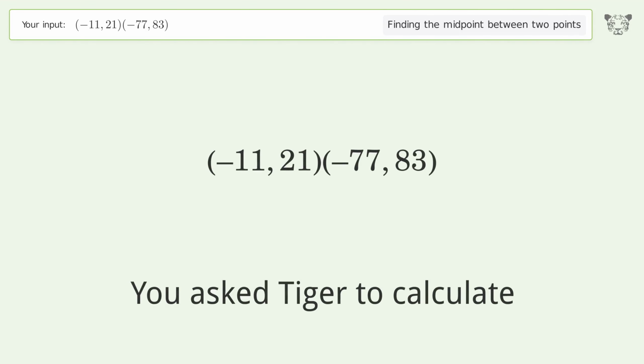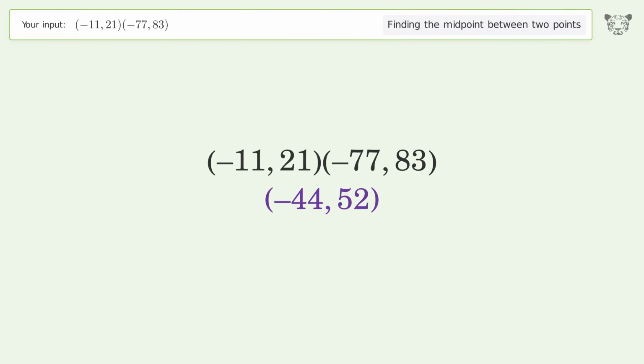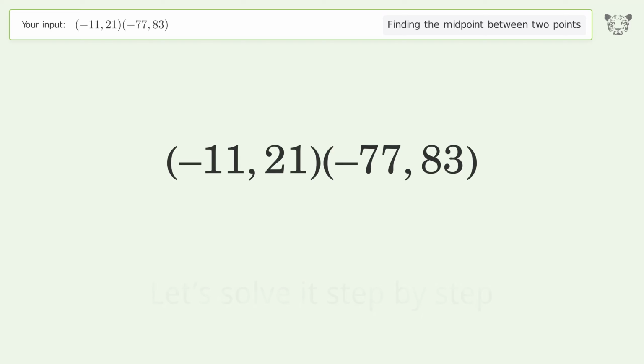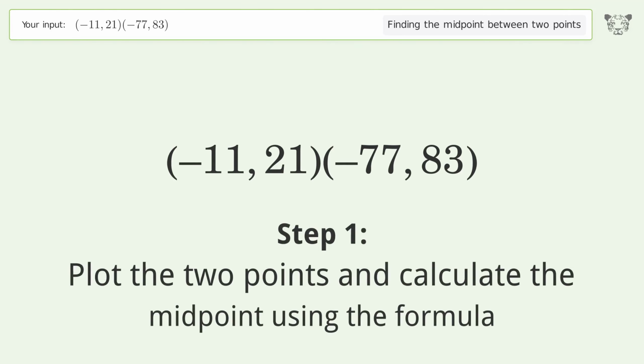You ask Tiger to calculate. This deals with finding the midpoint between 2 points. The midpoint between the 2 points is -44,52. Let's solve it step by step. Plot the 2 points and calculate the midpoint using the formula.